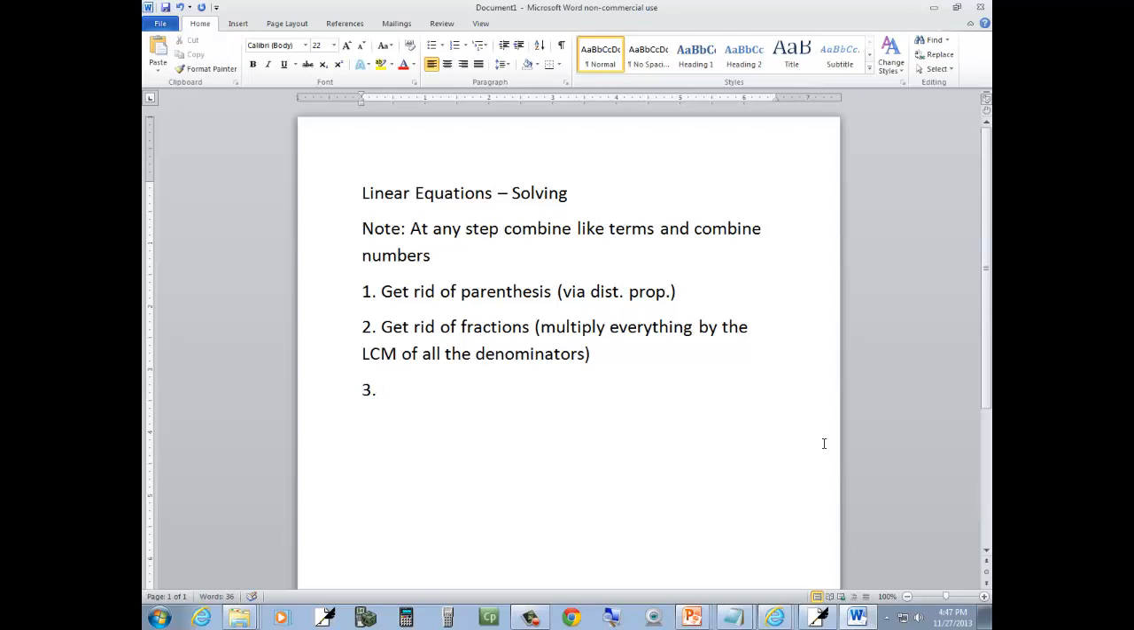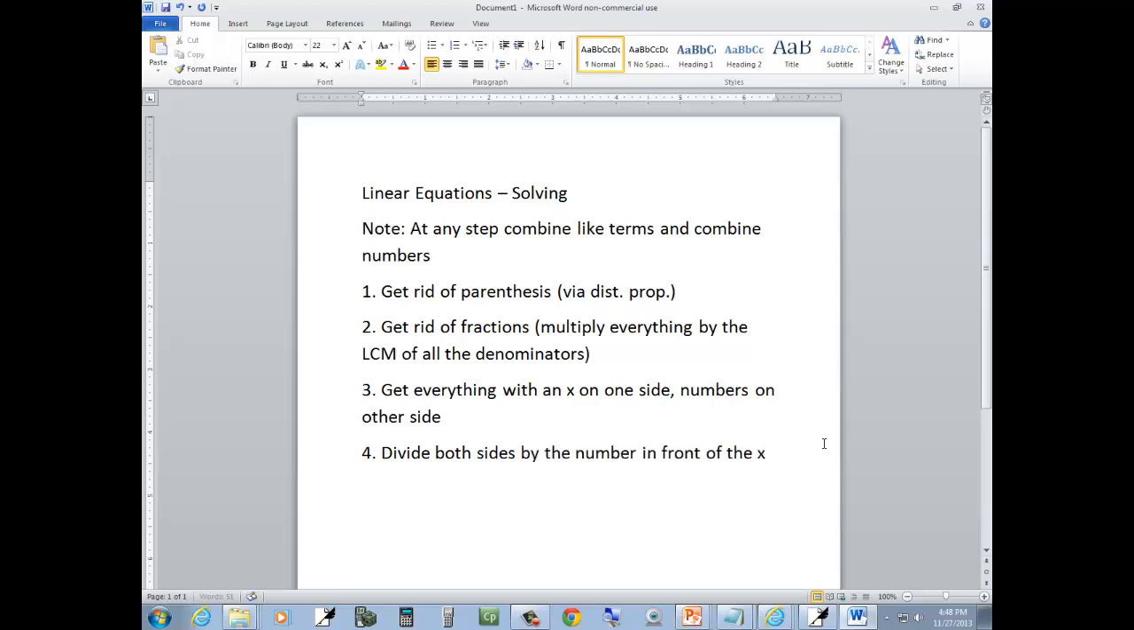Step 3, now I'm going to write this in terms of x's, but you can have any variable. Get everything with an x on one side, numbers on the other side. When I say everything, I'm talking about terms, and numbers, I'm talking about constant terms. And step 4, divide both sides by the number in front of the x.